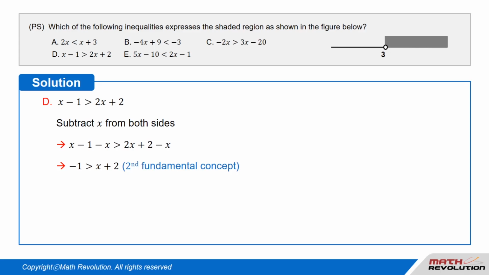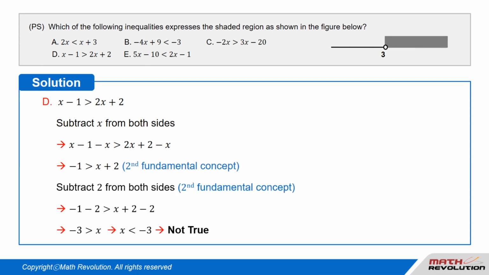D. x minus 1 is greater than 2 times x plus 2. If we subtract x from both sides of x minus 1 is greater than 2 times x plus 2, we have x minus 1 minus x is greater than 2 times x plus 2 minus x, or negative 1 is greater than x plus 2, by the second fundamental concept in inequality.